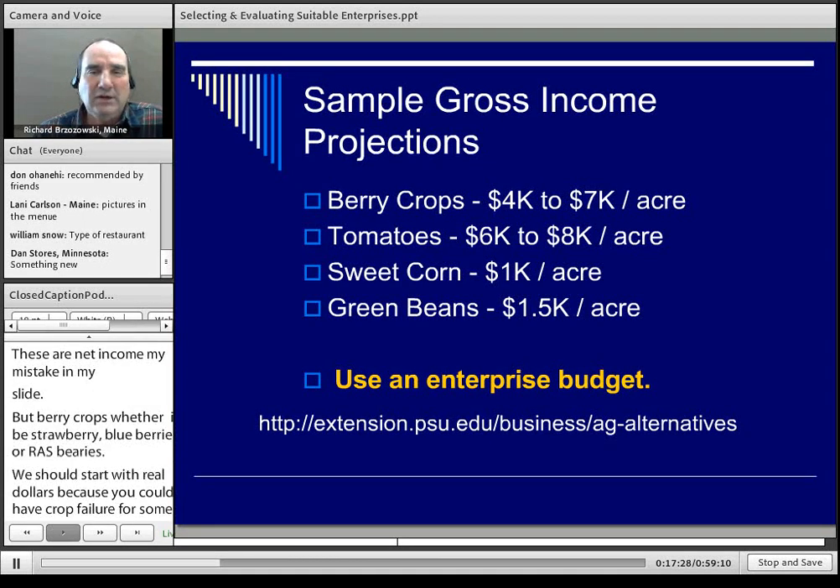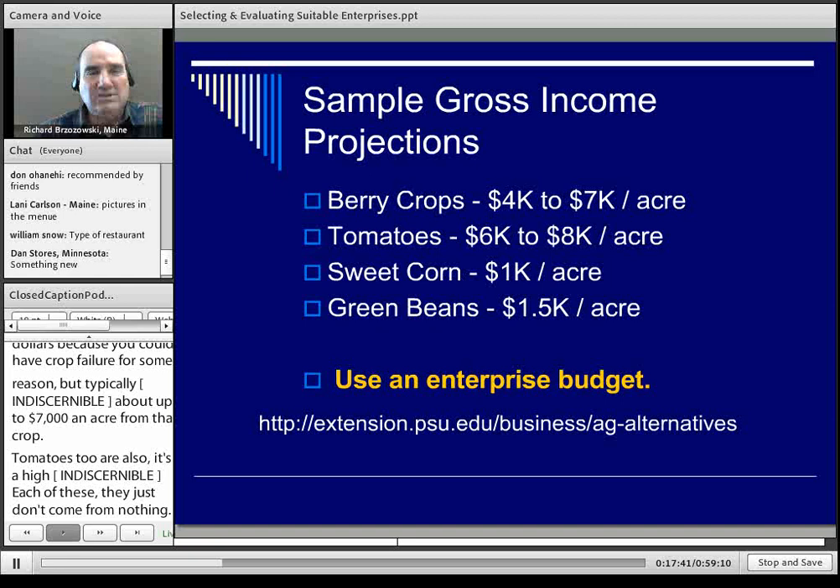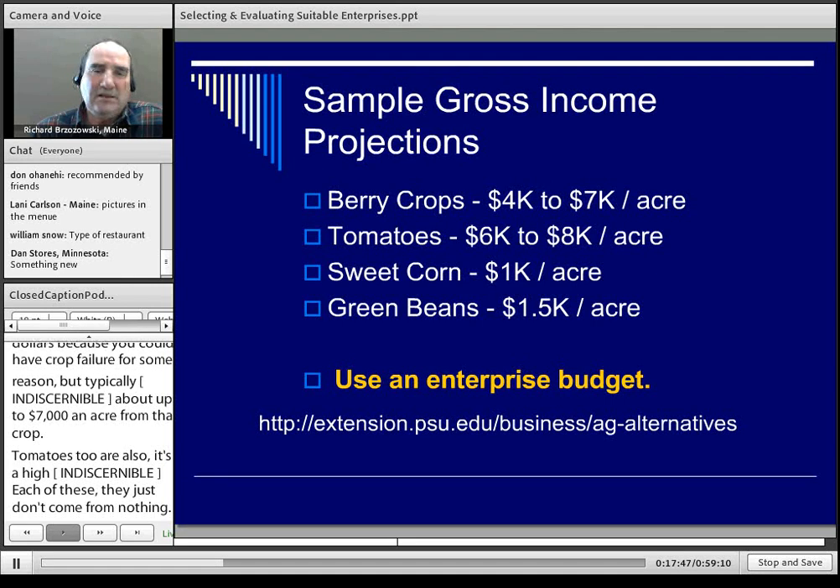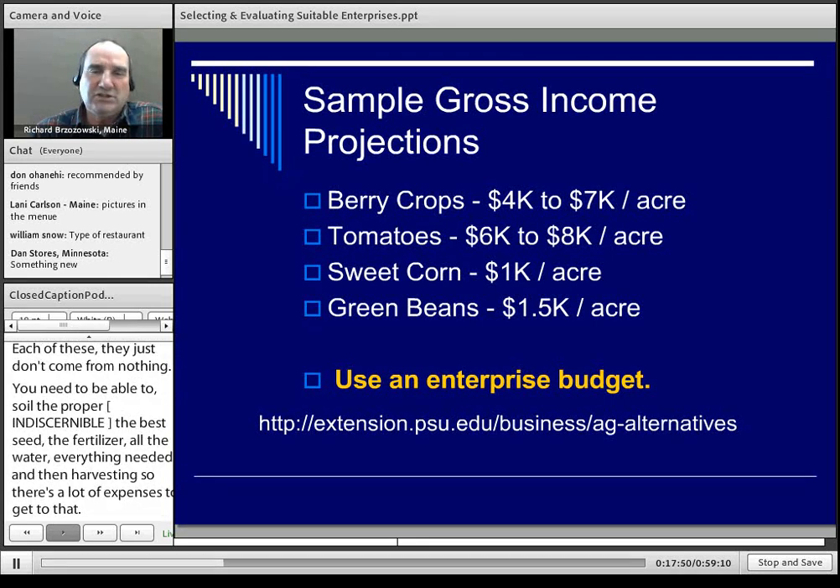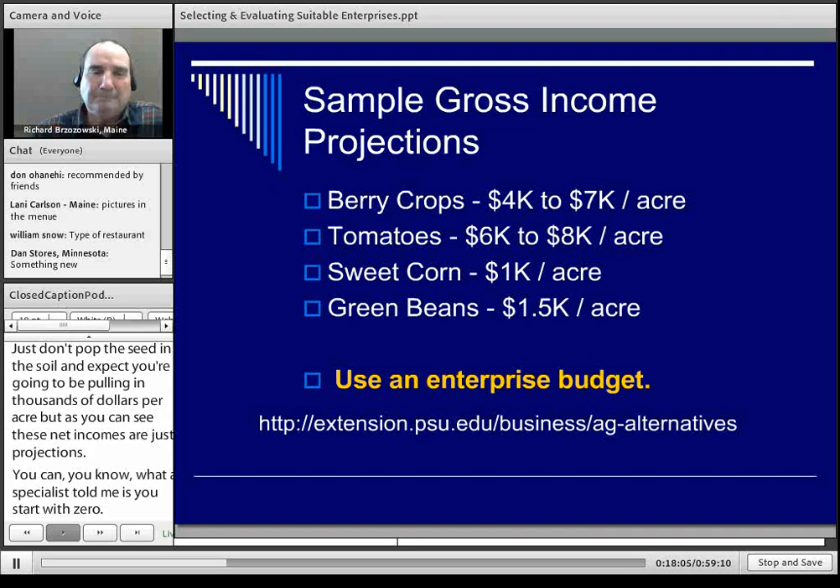You need to have the proper soil, the proper temperature, the best seed, the fertilizer, all the water, everything needed, and then harvesting. So there's a lot of expenses to get to that. You just don't pop the seed in the soil and expect that you're going to be pulling in thousands of dollars per acre. But as you can see, these net incomes are just projections. What a specialist told me is that you start with zero, expect $0 to, like on the berry crop, $7,000. So 0 to 7 or 0 to 8,000, that's a big range. So you just need to realize that the expected net income is really pretty variable.